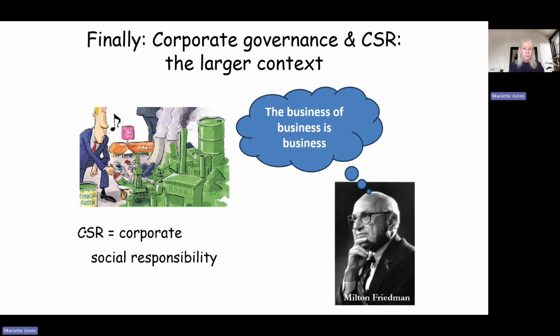Finally, corporate governance is very closely linked to a related area or a related discipline, which is called corporate social responsibility, or CSR, which in turn is about how companies consider their impact on society, environmentally, socially, and ethically. And it's often said that corporate social responsibility starts where corporate governance ends.